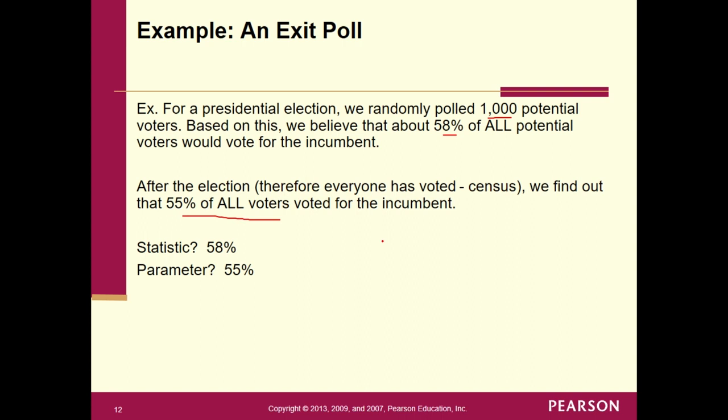The statistic was the 58% that came from the sample. So we use the statistics to understand the parameters. Do you think that's a reasonable result? If we got a statistic of 58% in our sample of 1,000 people, that the parameter could actually be 55%? Yeah, it could be a little bit higher. If we took a random sample and calculate a statistic, the actual parameter, if we could look at it, could equal the statistic, but probably not. It's probably going to be a little bit higher or a little bit lower.